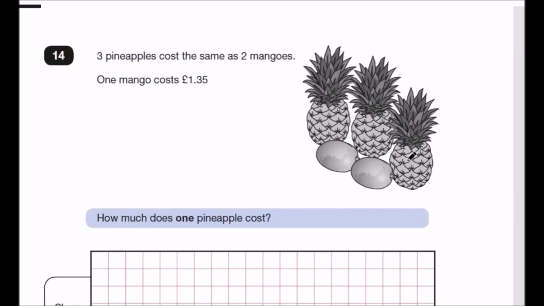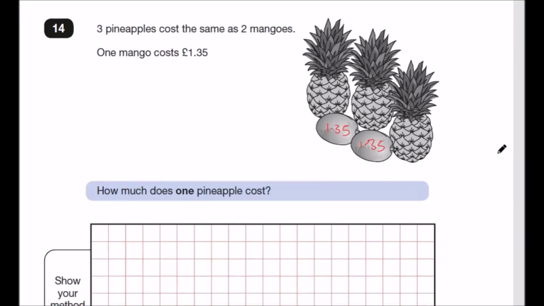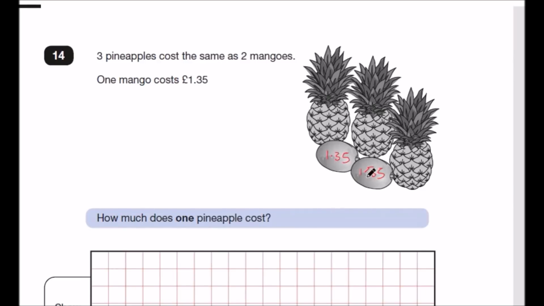Number 14. If you're still watching this video, give yourself a pat on the back because you're doing amazingly well. Okay, we're almost done, so keep focused. We know that 3 pineapples cost the same as 2 mangoes, and they drew it nicely there. 1 mango costs £1.35, so this is £1.35. This is also £1.35 then. How much does 1 pineapple cost? Well, if we think about it, if we add the 2 mangoes together, that would be the same price as 3 pineapples. Then we just divide it by 3 to find 1.